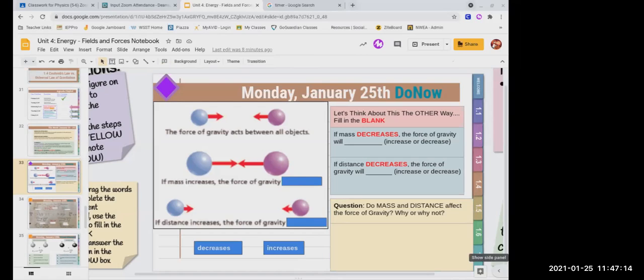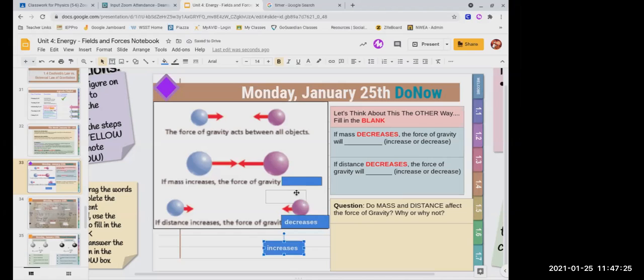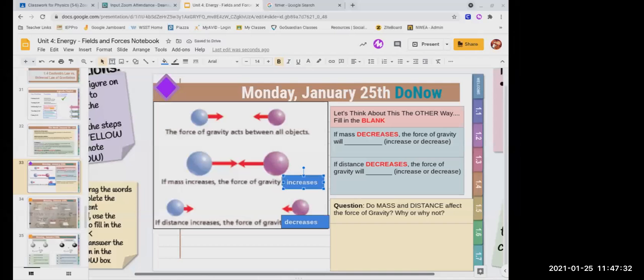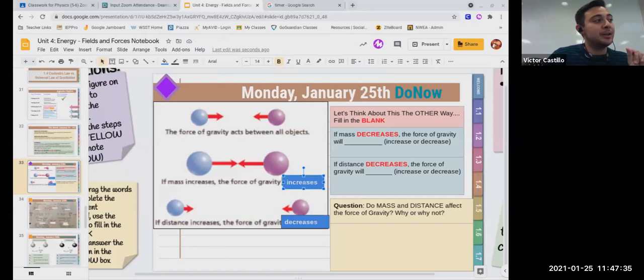Drag decreases to if distance increases, the force of gravity decreases, and increases to if mass increases, the force of gravity will increase. Awesome. Thank you so much, Jennifer. I appreciate that. Basically, that's what it is. If mass increases, the force of gravity increases as well. And if distance increases, the force of gravity decreases. You can see the red arrows are basically the force. So as you can see, these ones are a little bit weaker, and these ones right here are much stronger. Awesome.